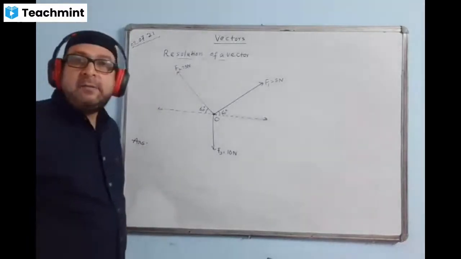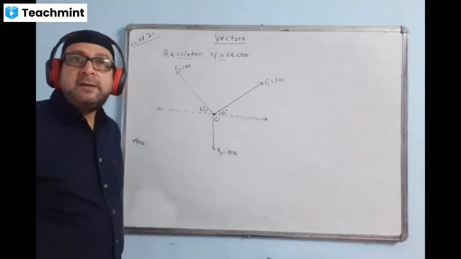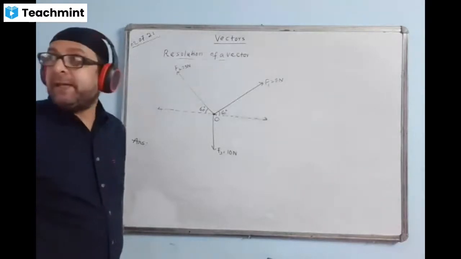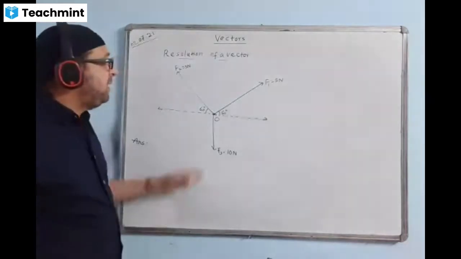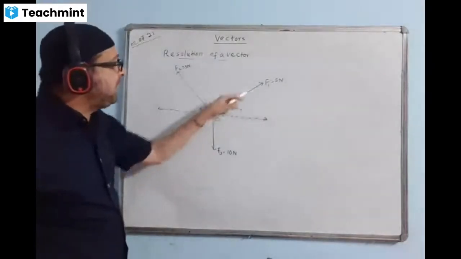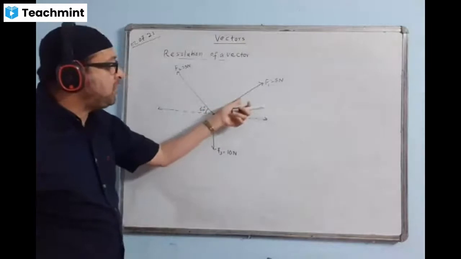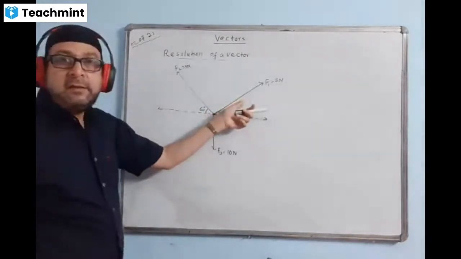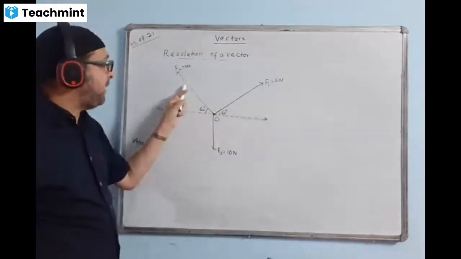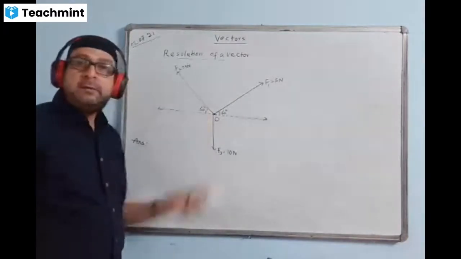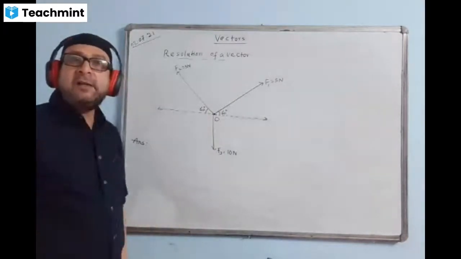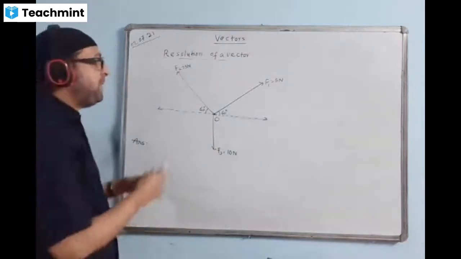We look at the diagram and then decide which vector is breakable into components. We see that F1 is inclined. It is neither horizontal nor vertical, so it will break. F2 also will break, but F3 we will not break. Why? Because this is purely vertical, and a purely vertical vector we normally do not break. So we are breaking this one.